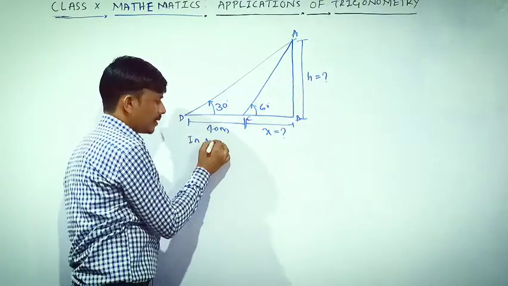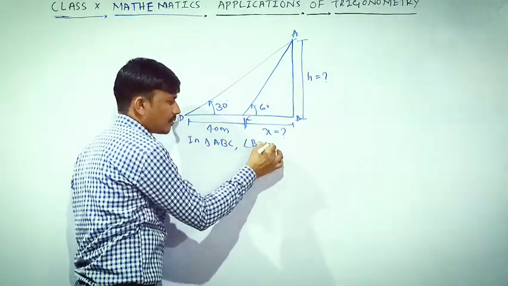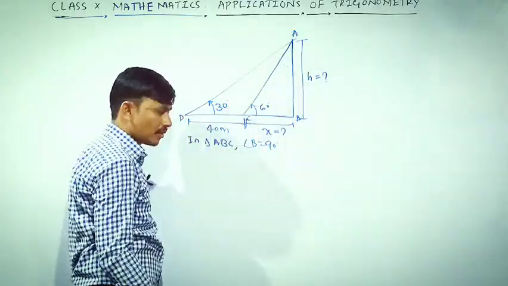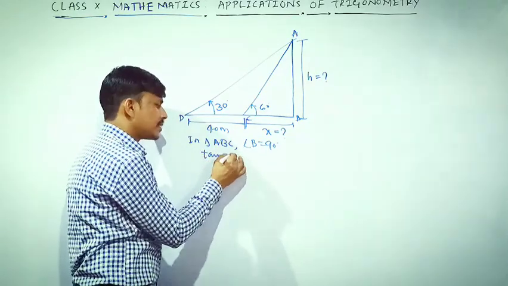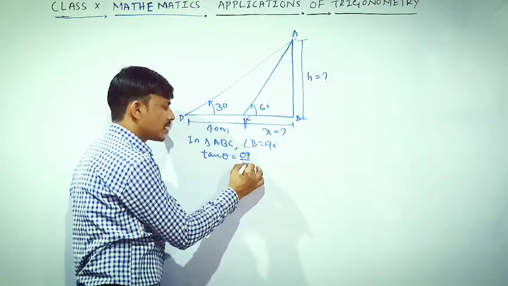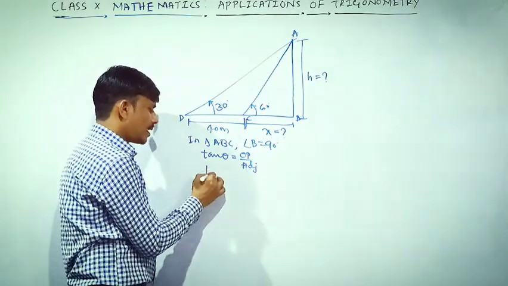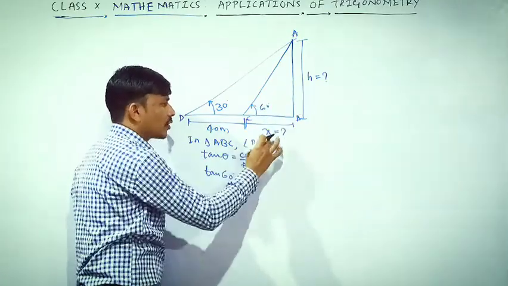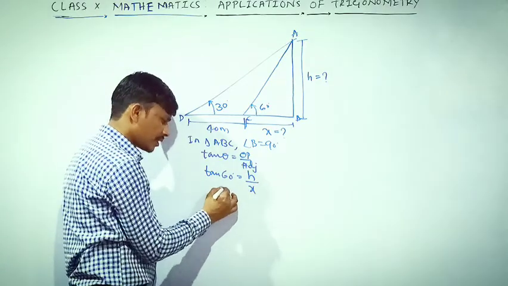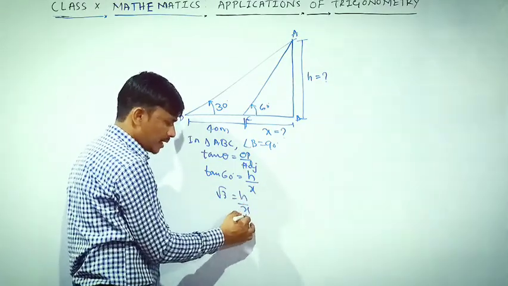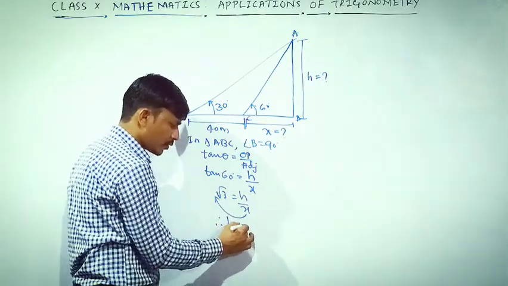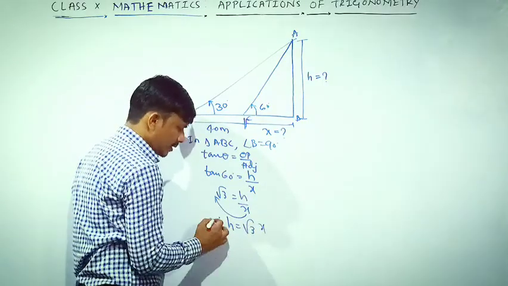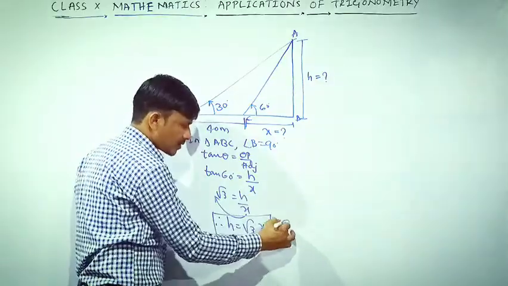In triangle ABC, angle B is equal to 90 degree. Opposite divided by adjacent. Okay, therefore applying tan theta is equal to opposite divided by adjacent value. Tan, what is theta value here? 60 degree is equal to what is opposite? H. How the opposite H divided by x. Then tan 60 degree is root 3 is equal to H divided by x. Therefore H is equal to root 3 x. This is equation number 1.